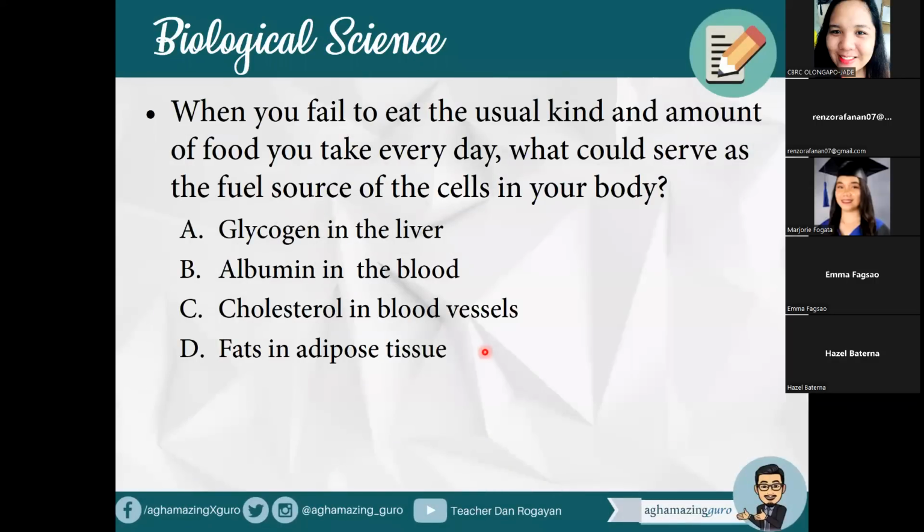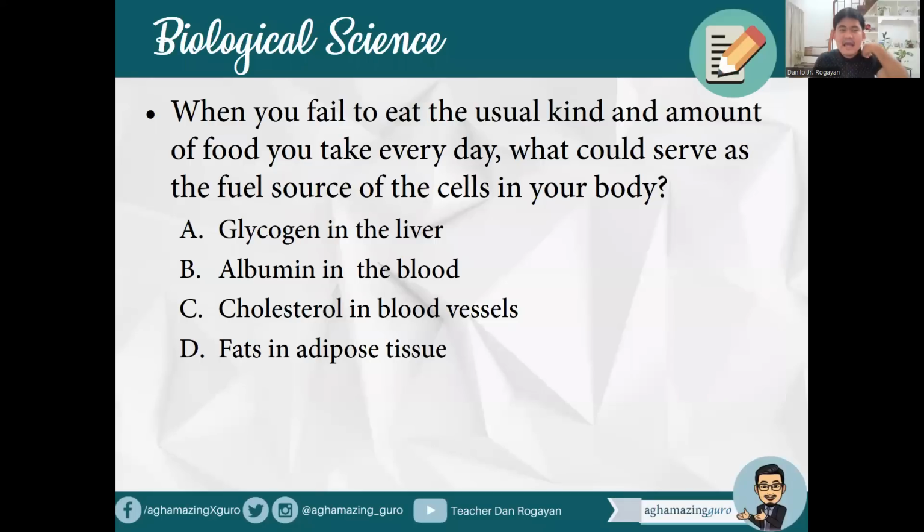When you fail to eat the usual kind and amount of food you take every day, what could serve as the fuel source of the cells in your body? A, glycogen in the liver. B, albumin in the blood. C, cholesterol in blood vessels. D, fats in adipose tissue. Keep your answers. Sige. That is correct. Letter A. May D, may A. Sige, okay lang yan. So, glycogen in the liver. It's actually glycogen in the liver.